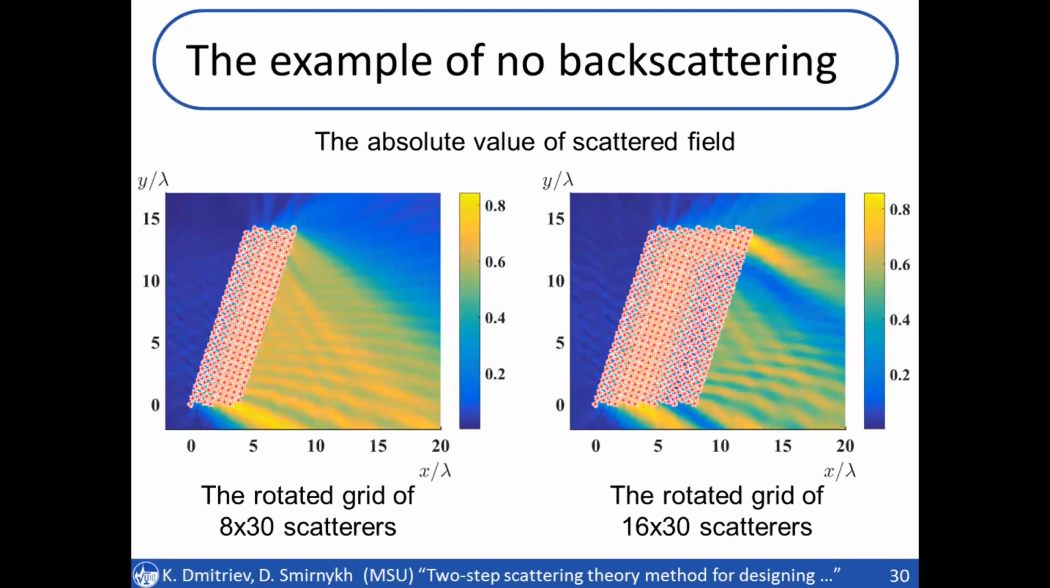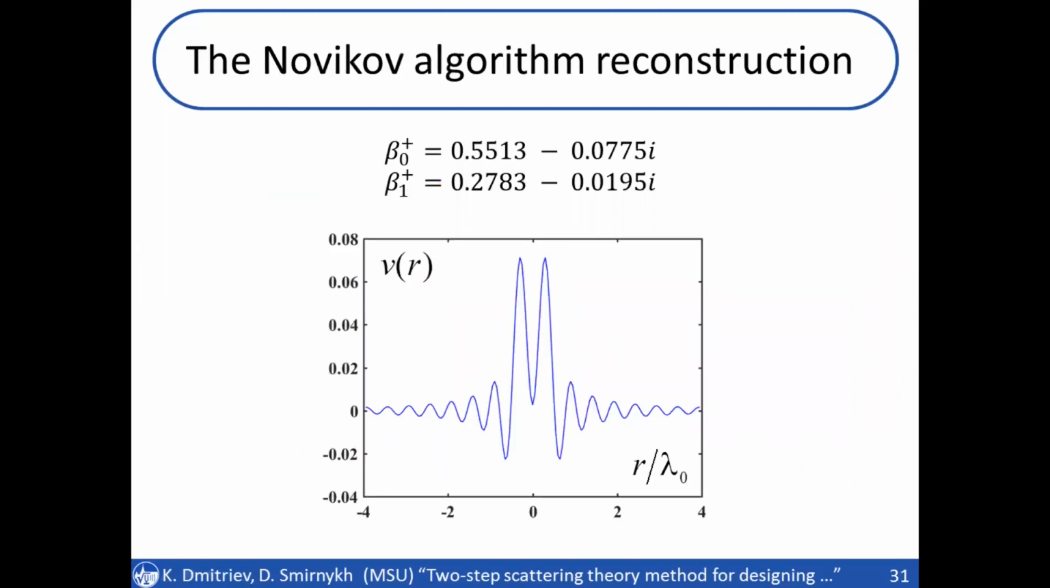To test the system, we rotated the grid and also added more layers to it. In both cases, there is no reflection, so the impedance matching holds. With the Novikov algorithm, we reconstructed the scatter function. The resultant metamaterial element can be a small ring or a cylinder whose density and speed of sound differ from those of the background medium.